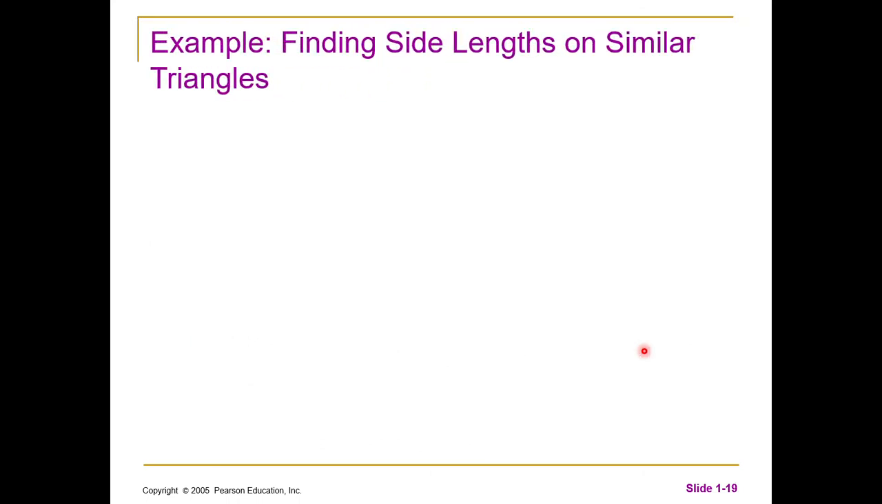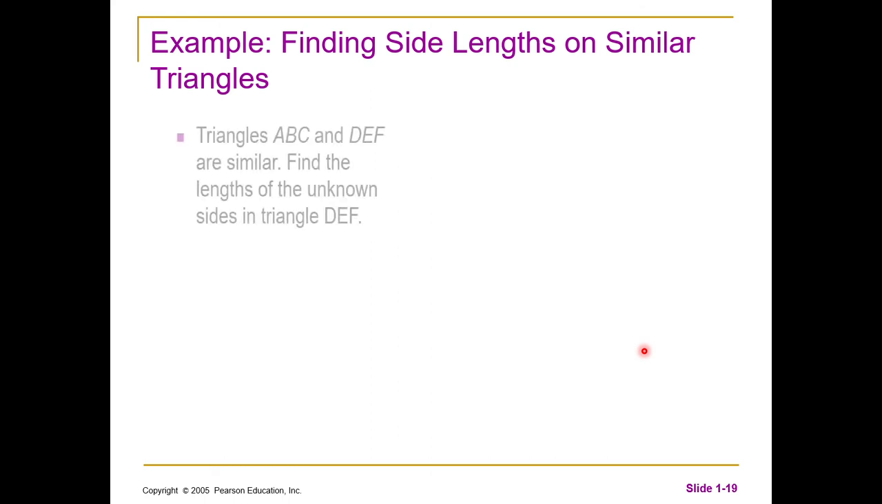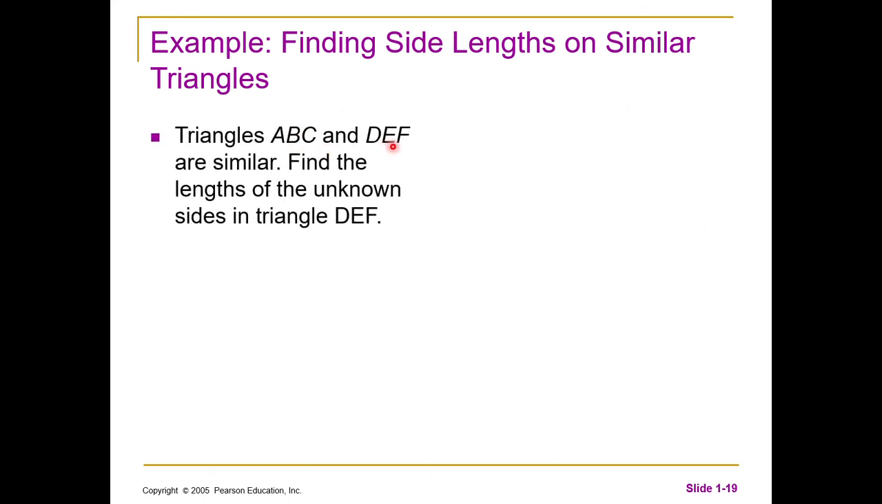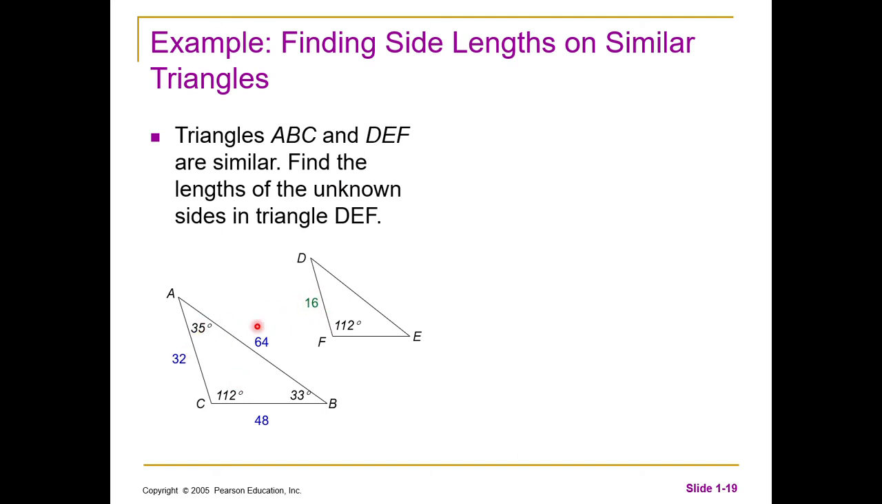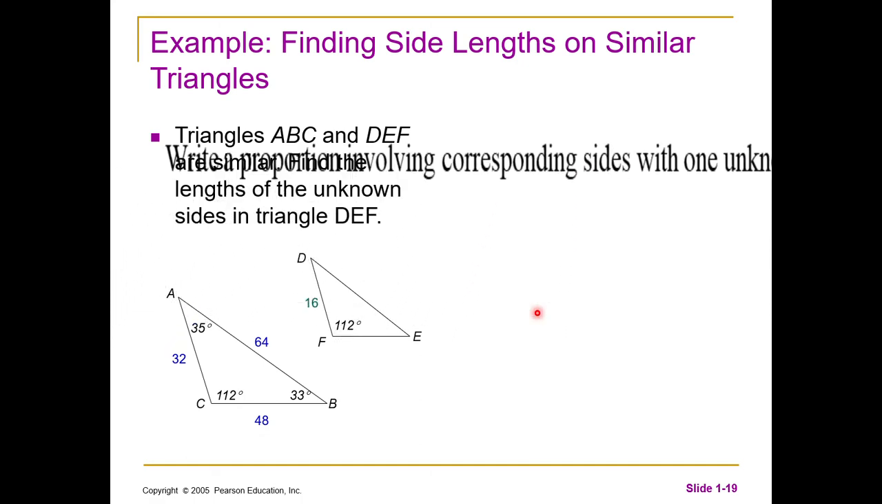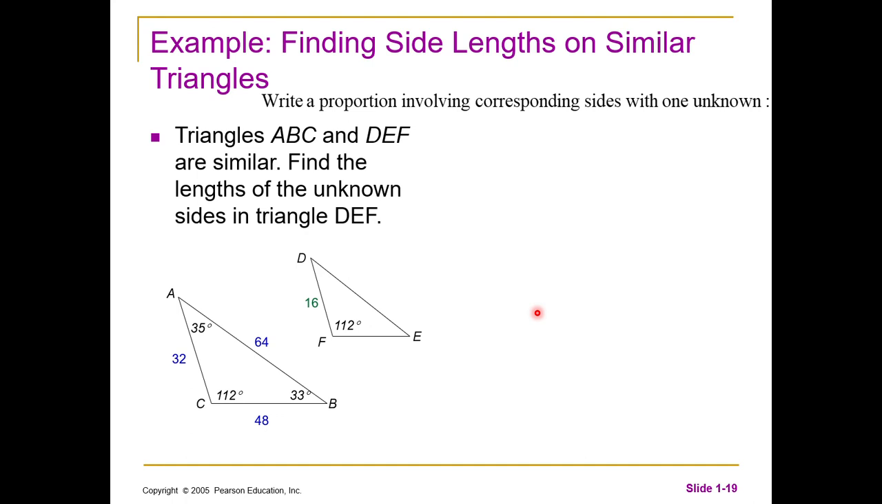Next, we're looking for the side length of the similar triangle. So, we have triangles ABC and DEF are similar. So, find the length of the unknown sides in triangle DEF. So, ayan, ito, given na naman. 16, 32. So, yung dalawa lang yan, pwede na natin gamitin, di ba? Over 64 over this one or 48 over this one. So, masosolve natin yan.